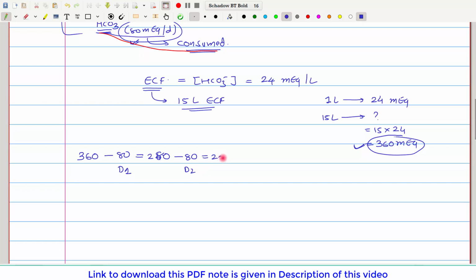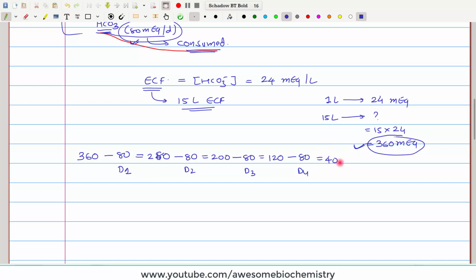So, we are left with only 200. At the end of day 3, 80 more will be lost. So, we are left with only 120. At the end of day 4, 80 more will be lost. So, we are left only with the 40, and there is only half of this 5th day will run on this 40 milliequivalent of bicarbonate.